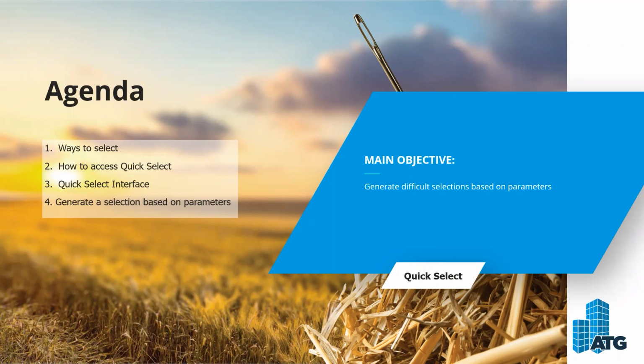Our learning objectives for today are going to be to recap all of the ways that we have to select objects within Revit. The second one is to show you how to access a third-party tool called Quick Select, to introduce you to the Quick Select interface, and also to generate some selections based on parameters.